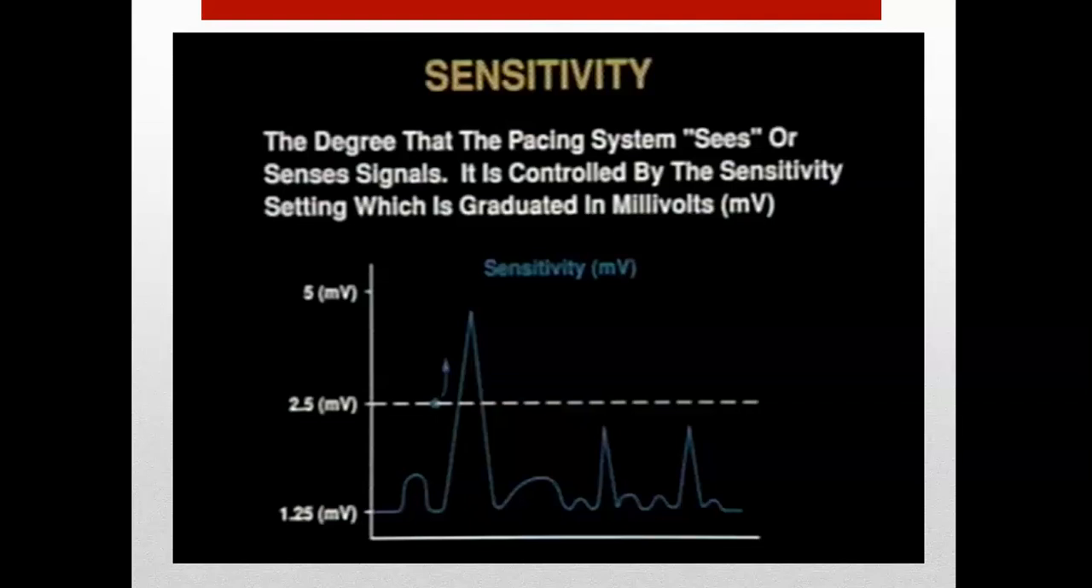All right, sensitivity. So modern pacemakers really are able to sense the patient's intrinsic cardiac electrical activity. So the pacing generator is then programmed to act accordingly. The degree that the pacing system sees or senses the intrinsic electrical activity is known as sensitivity. Really, this function is controlled by the sensitivity setting, and it's graduated, or measured, in millivolts.